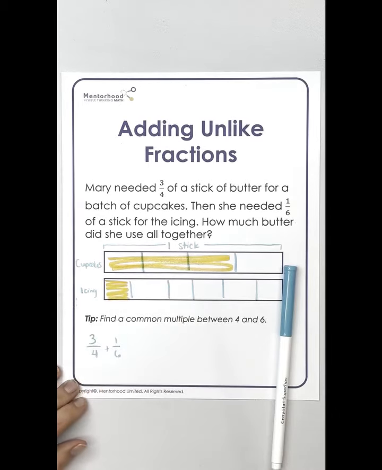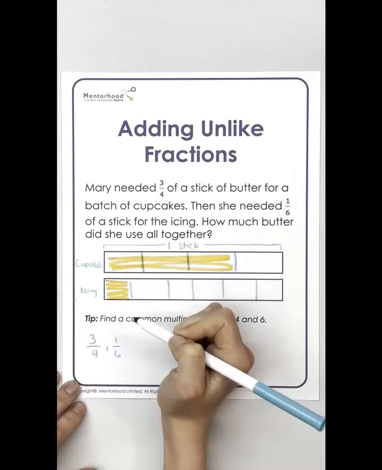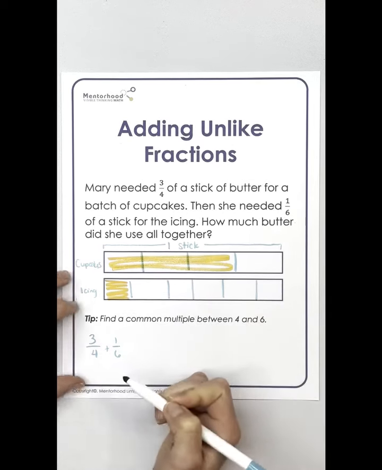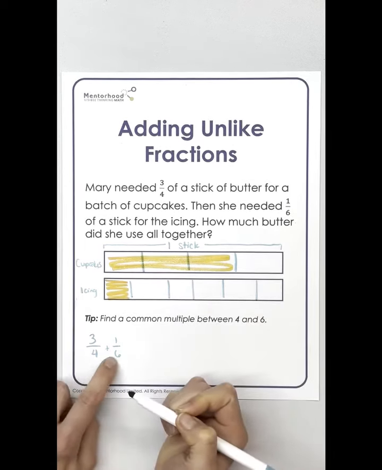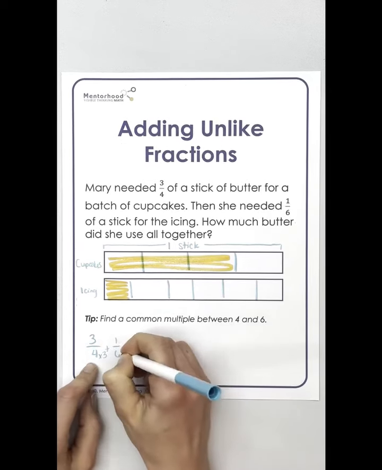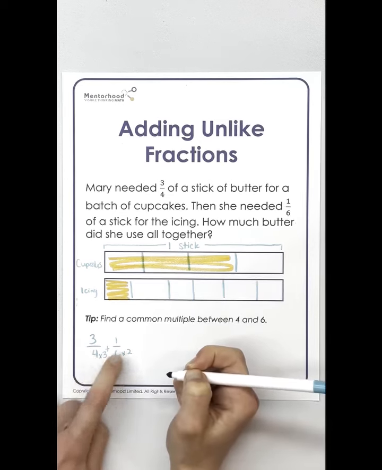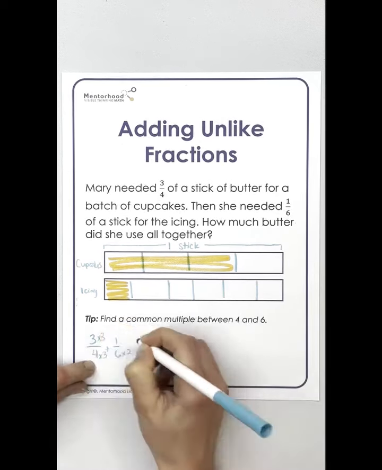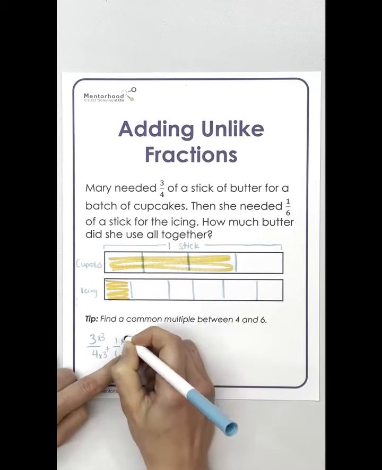Now, how do I add those? Because the two sections are different sizes. So what I have to do is find a common denominator. I have to find a common multiple between 4 and 6. So what's something that appears on both of their times tables? 4 times 3 is 12, and 6 times 2 is 12. Great, now they would both be over 12. Now, whatever I do to the bottom, I have to do to the top. So 3 times 3, and then for the 6, I have to use this number, so 1 times 2 up there.